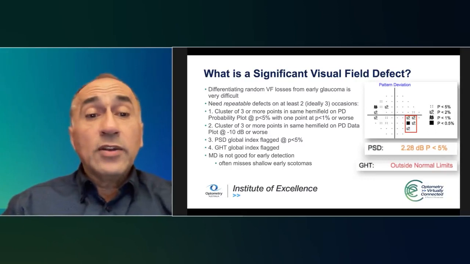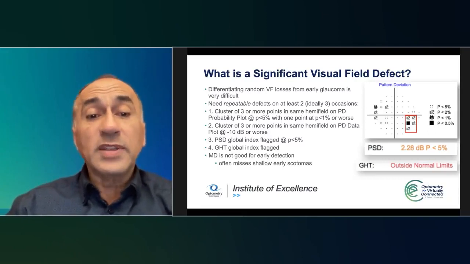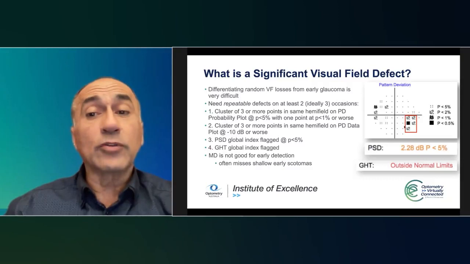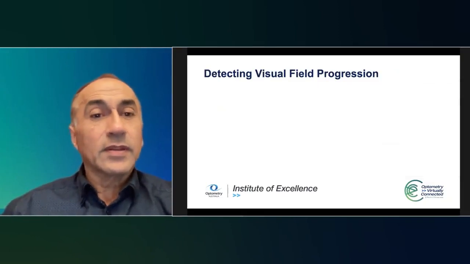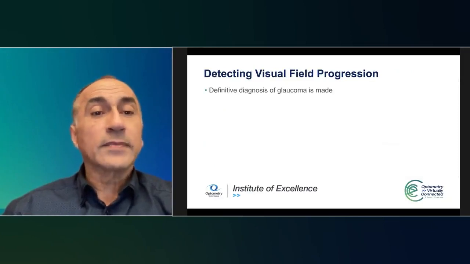What's not good for diagnosis is mean deviation. It'll miss shallow scotomas, it'll miss early scotomas, because sometimes the better hemifield on the other hemifield drowns out the losses from the early scotoma, and mean deviation often misses early glaucomatous defect, so it's not used for diagnosis. But it is used for staging and progression analysis.